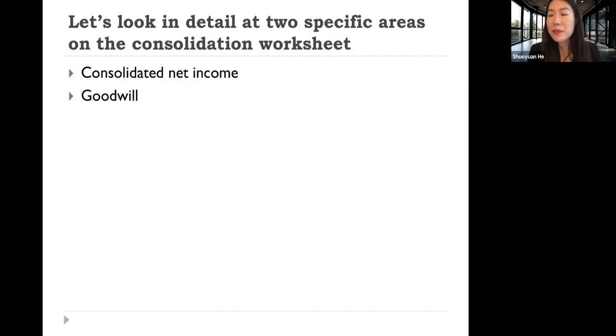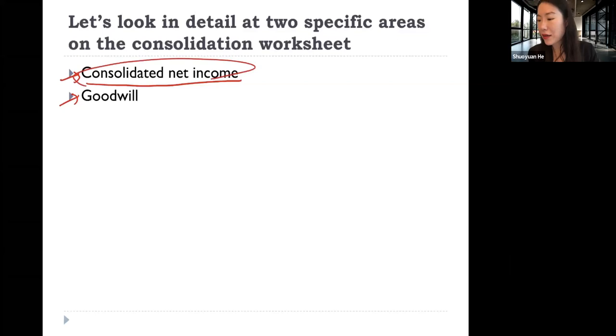We have looked at both the parent book and the consolidation worksheet when the parent has less than 100% ownership of the subsidiary. Now let's look in detail at two specific places on the consolidation worksheet. One is after we calculate consolidated net income, we need to allocate it between controlling and non-controlling interest. The other place is the calculation and allocation of goodwill. So let's first look at the consolidated net income.